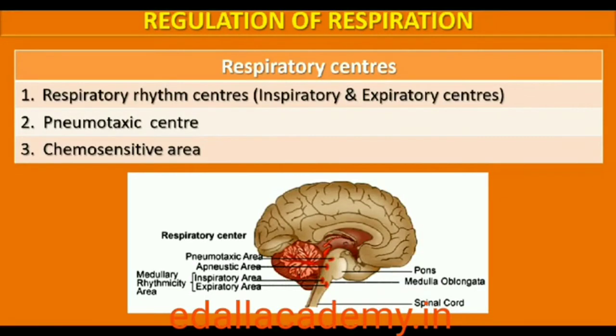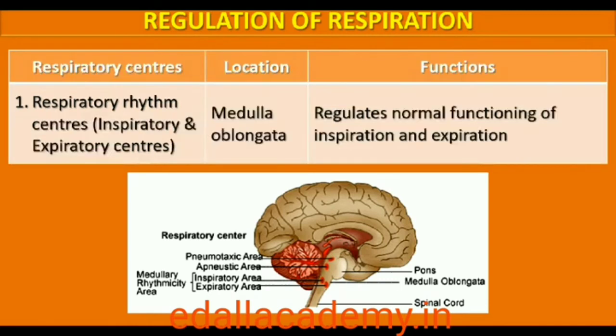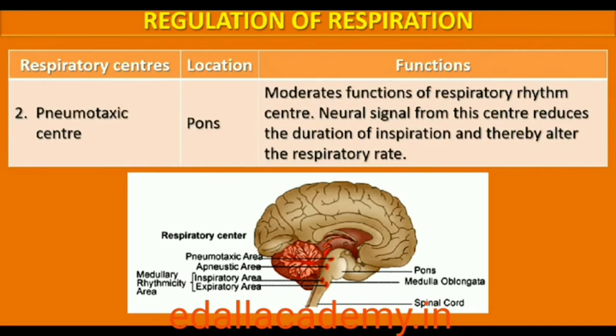17.5 Regulation of respiration. Human beings have a significant ability to maintain and moderate the respiratory rhythm to suit the demands of the body tissues. This is done by the neural system. A specialized center present in the medulla region of the brain called respiratory rhythm center is primarily responsible for this regulation. Another center present in the pons region of the brain called pneumotaxic center can moderate the functions of the respiratory rhythm center. Neural signal from this center can reduce the duration of inspiration and thereby alter the respiratory rate.